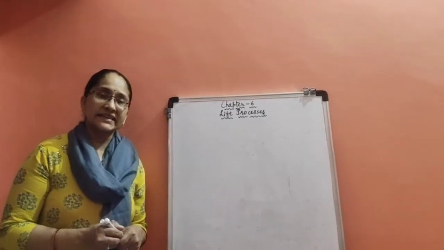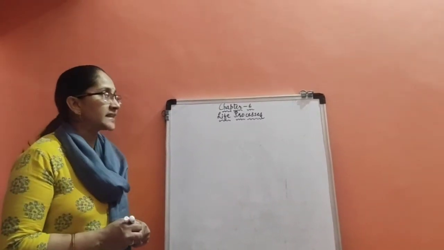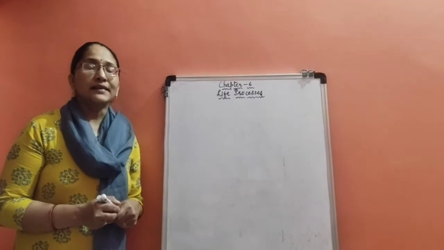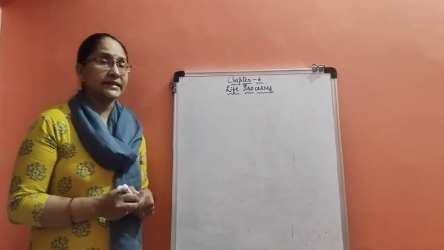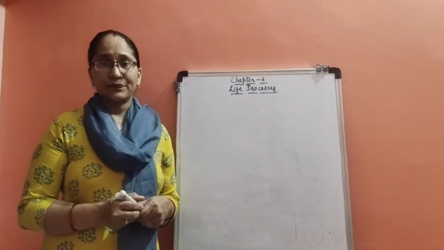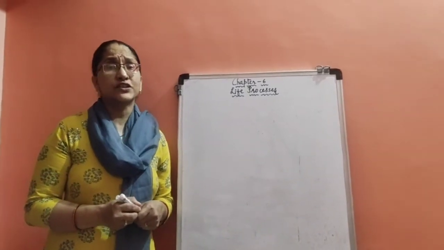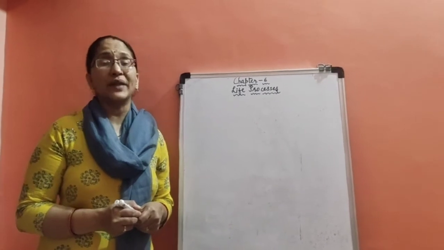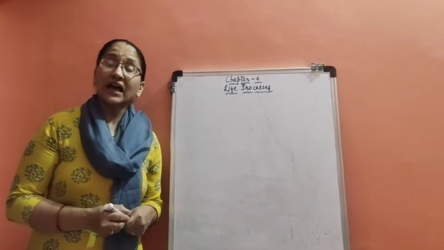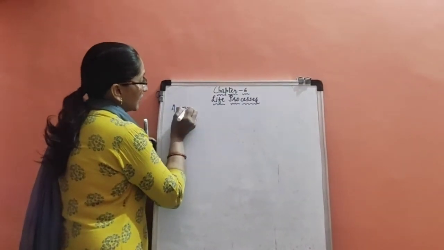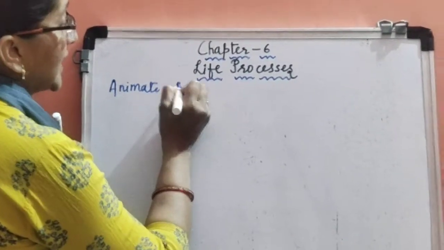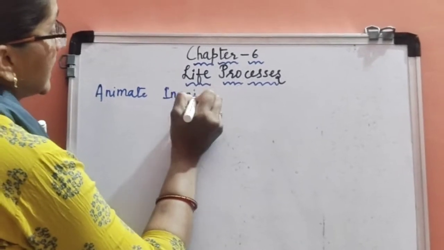Module, let us get started with Chapter 6 of Biology, Life Processes. Firstly, what do we understand by the term life? The term life is given to animate objects. So what are the basic differences between the animate objects and the objects which are inanimate in nature?